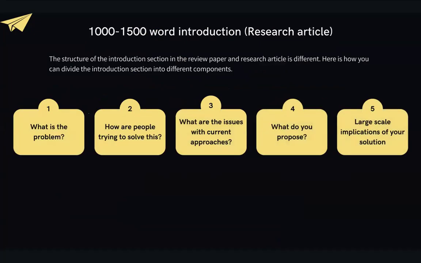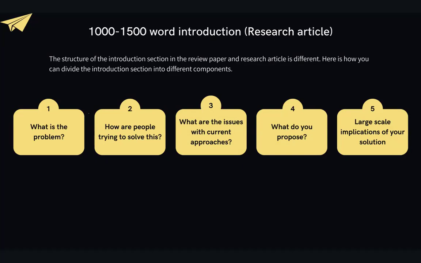First part, what is the problem? So you talk about the problem statement here. Second part is, how are people trying to solve this problem? Now the second part deals a lot with the literature study. Here you have to mention in detail the kind of literature study that you've done, some references if you have them. And then the third part is very important: what are the issues with the current approaches? That will immediately give an insight into why we are doing research in this particular field.